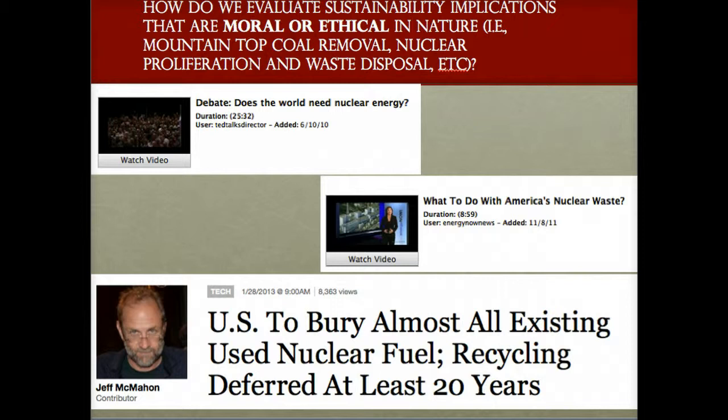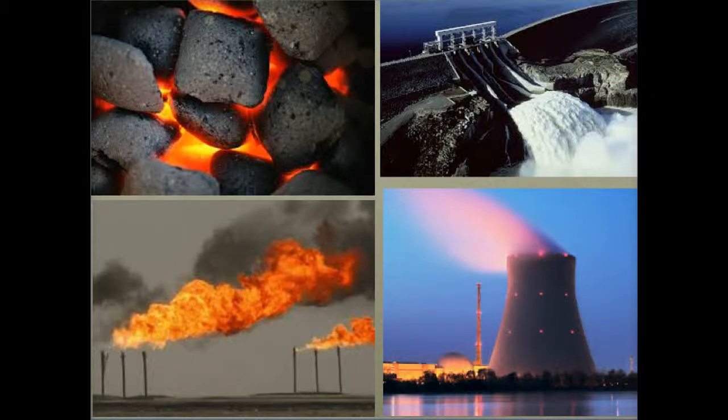If nuclear isn't as interesting to you, discuss moral or ethical implications of mountaintop coal removal, recycling coal ash, building large-scale hydro dams, or some other topic that interests you. I hope you enjoy learning about these important energy sources. The knowledge you gain this week will help set the stage for learning about alternative electricity options next week.